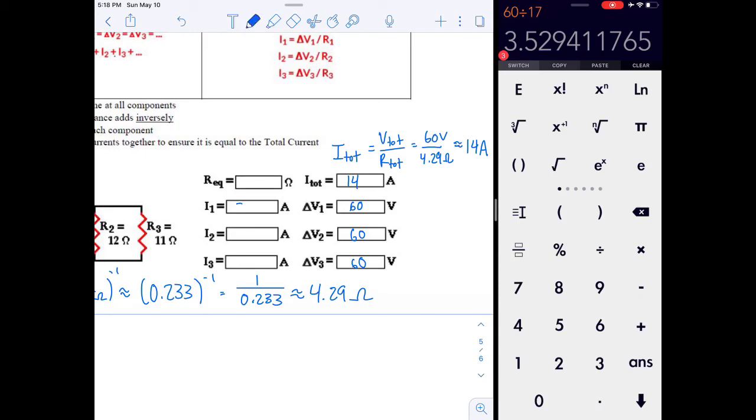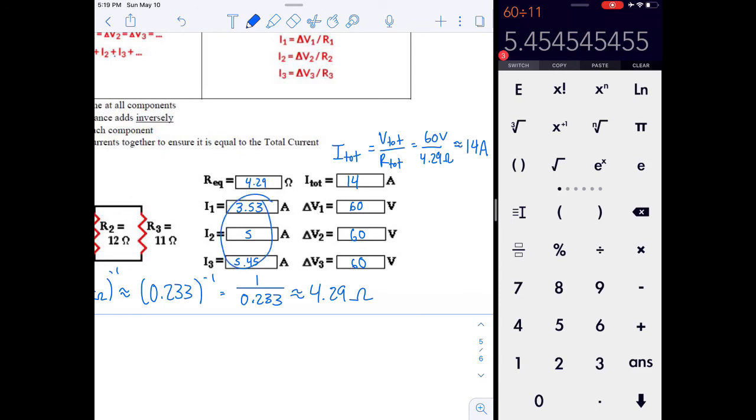3.53 amps. For the second resistor, we're going to take 60 and divide it by 12, which gives us 5 amps. And then the last one, we're going to take 60 divided by 11, which gives us approximately 5.45 amps. Let's make that 5 a little more clear. So now, again, we can fill in the total or equivalent resistance here as 4.29.